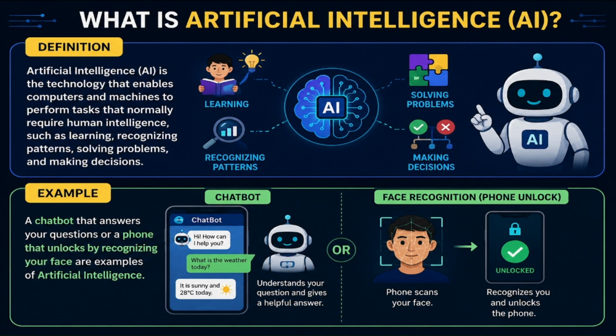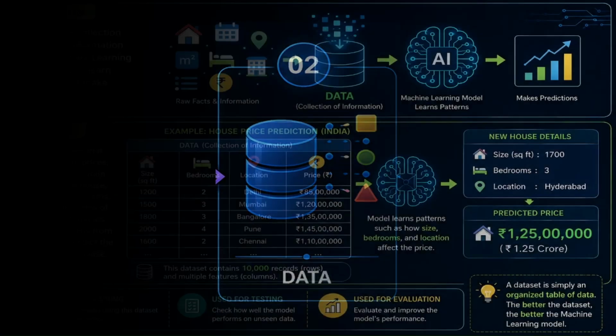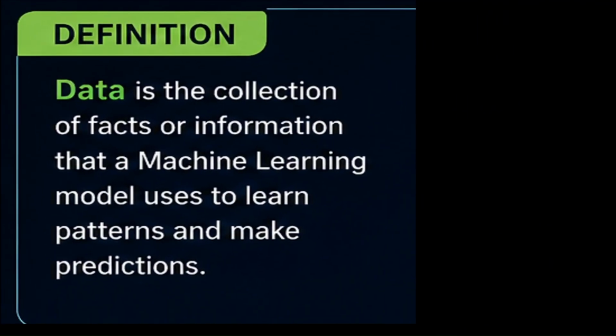Now, let's talk about our next term, that is data. So, what is data? First, we will look at the technical definition that says data is a collection of facts, values, or observations that can be used by a machine learning system to learn patterns and make predictions.